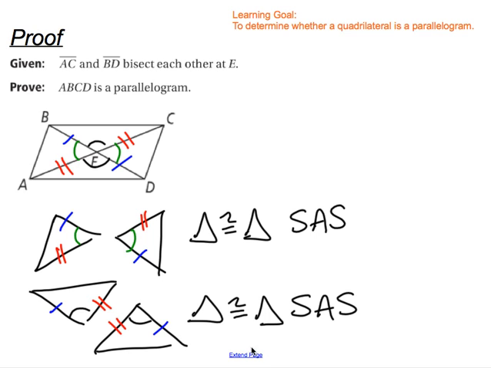Once we have triangles that are congruent, one of the best things that happens is CPCTC. So now that these two triangles are congruent, CPCTC tells us that these parts must also be congruent. And for the same reason, we can say that these parts are congruent also. So here we have a four-sided figure whose opposite sides are congruent, and therefore it must be a parallelogram by one of our previous theorems.